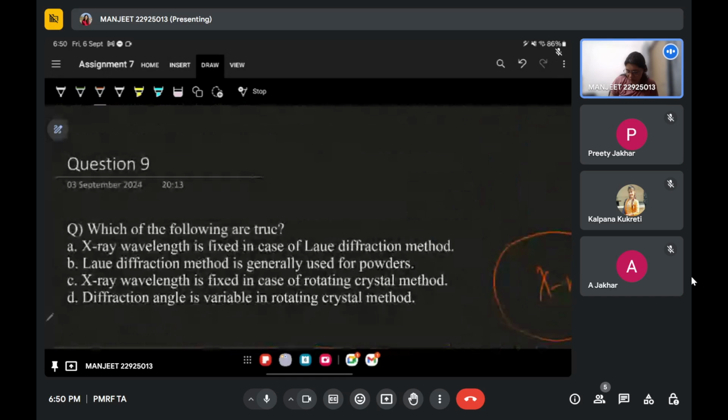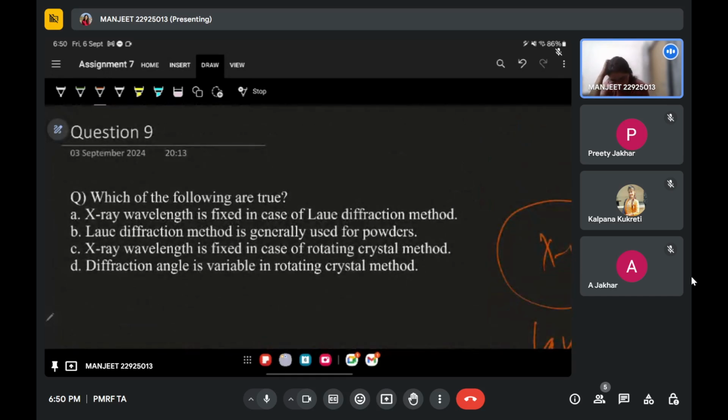If I come to the question, question number 9, it is asked: in the Laue diffraction method, is the X-ray wavelength fixed? In the Laue diffraction method, as I already told you, my X-ray wavelength is not fixed, we are using a range of wavelengths, so this is not correct. In the B part, the Laue diffraction method is generally used for the powder. No, the Laue method is for the single crystal one. In the C part, the X-ray wavelength is fixed in the case of the rotating crystal method. Yes, in rotating crystal method, my X-ray wavelength is fixed.